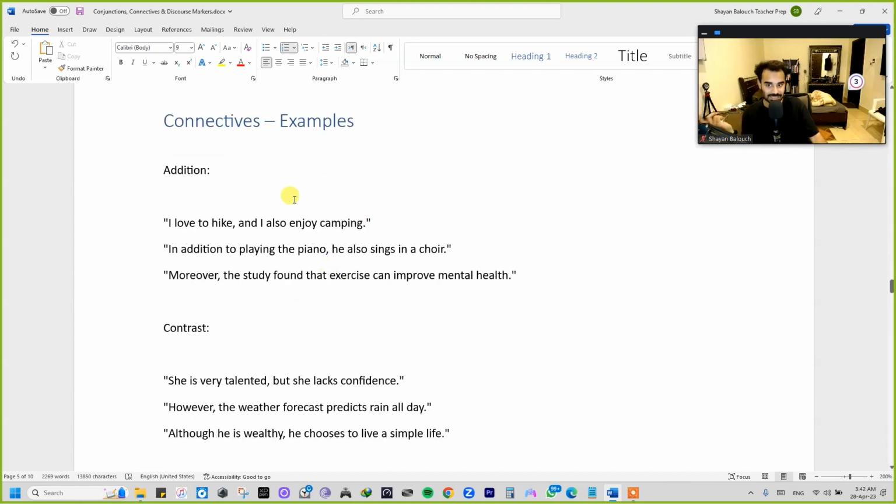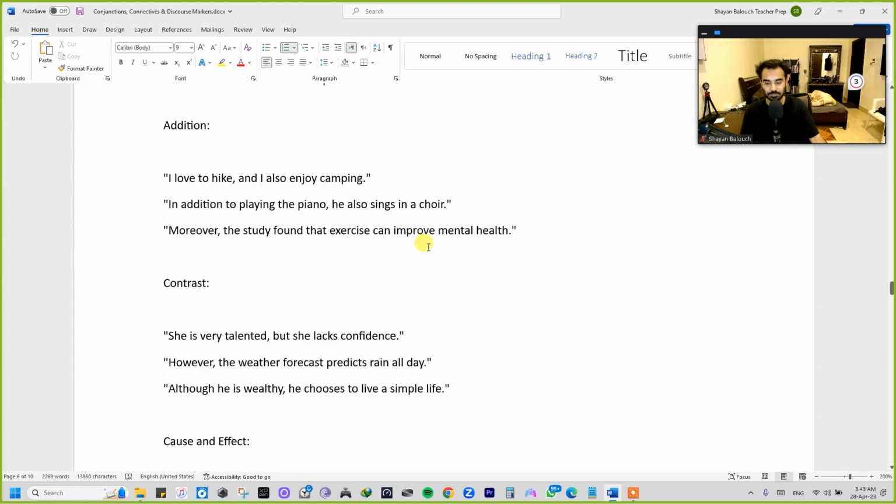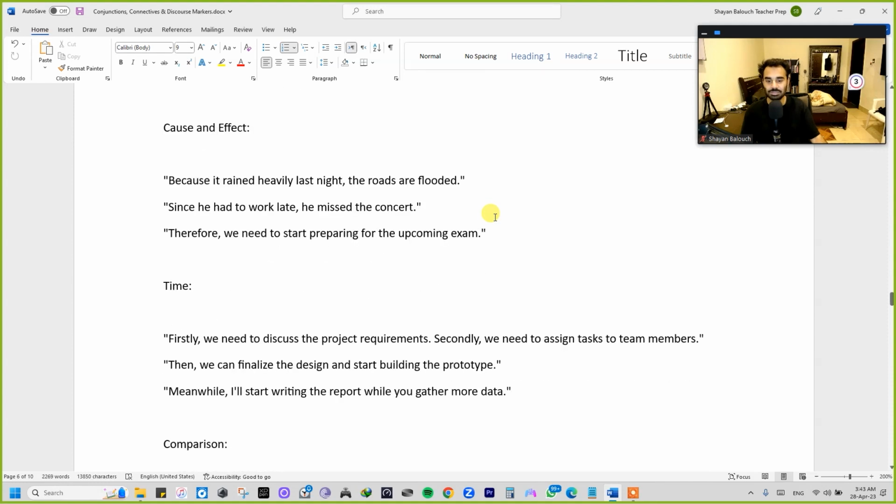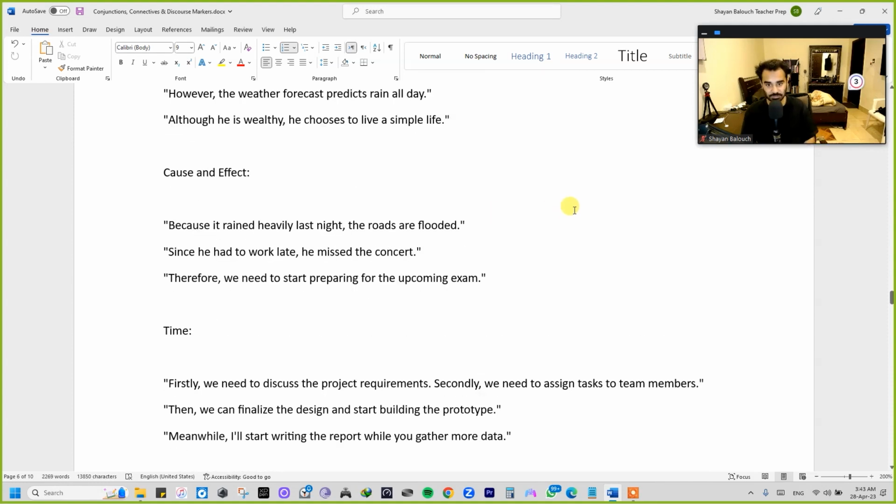Now connectives examples. Okay, now let's get into the examples. In addition, here are the following sentences. I love to hike and I also enjoy camping. In addition to playing the piano, he also sings in a choir. Moreover, the study found that exercise can improve mental health. In contrast, here are the sentences for the contrast. Pause the video, read them for yourself, and you can, by the way, write your own examples down in the comment box as well.